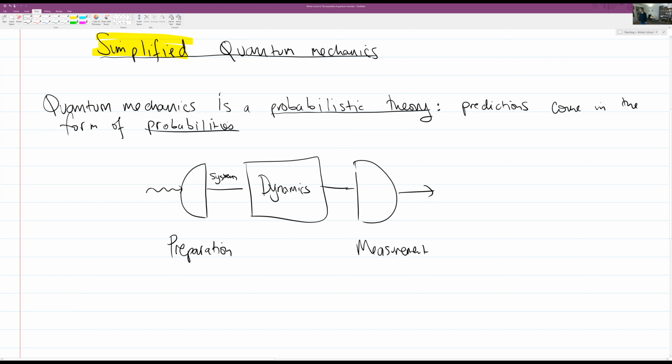And a measurement supplies us information. And this information will typically come in the form of a bunch of bits of information. So we have, say, classical bits.